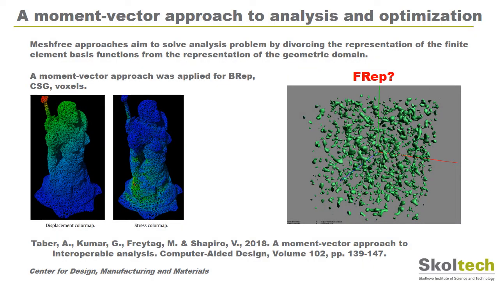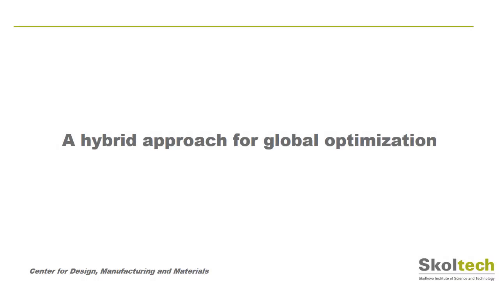So, the moment vector approach is a mesh-free method for analysis. It does not depend on the topology of the considered geometry. It was applied to FRep, CSG, and voxel models. Our question is, can it be applied to function representation? Probably you can find a more suitable mesh-free method for this purpose. And the last topic naturally appears from the previous ones.